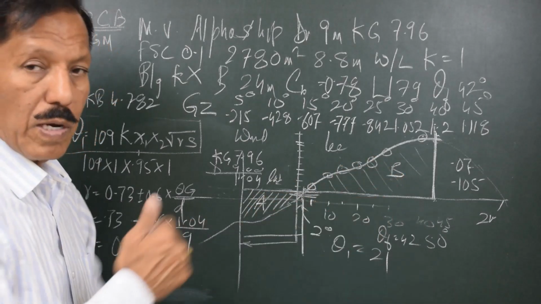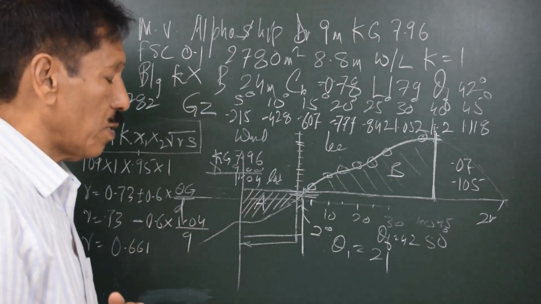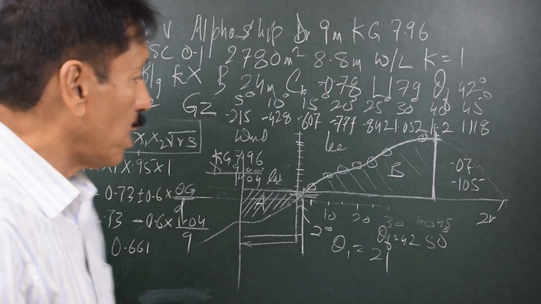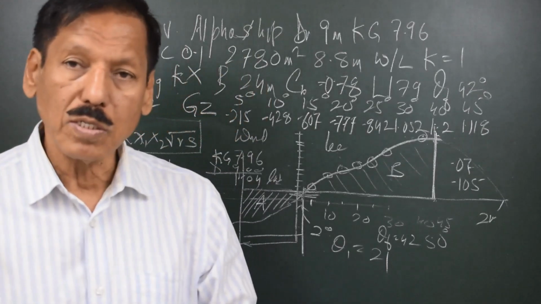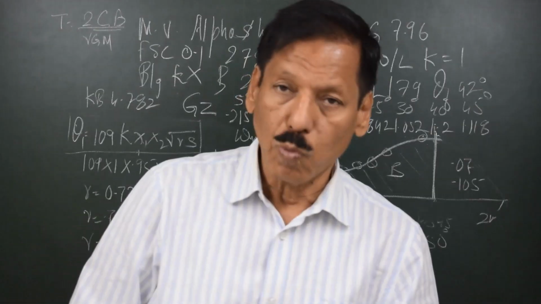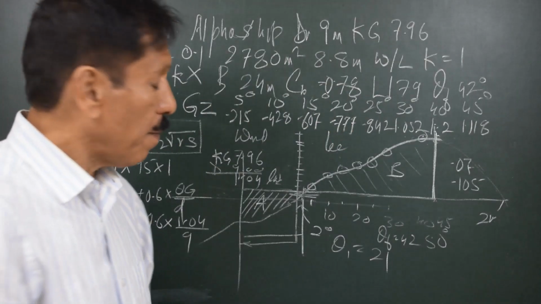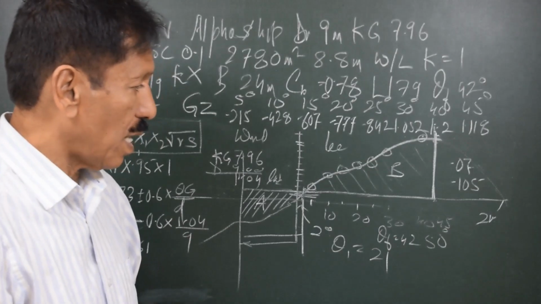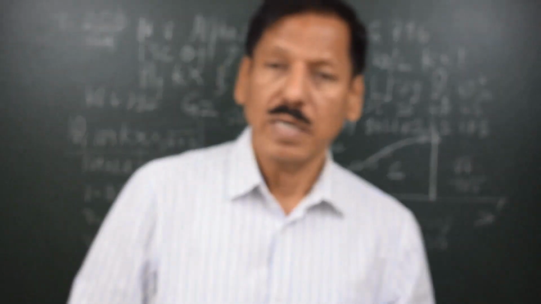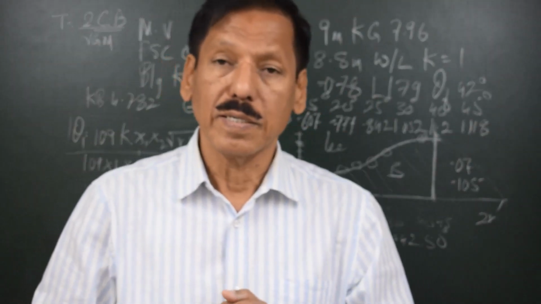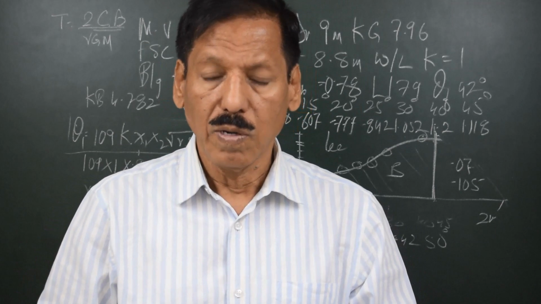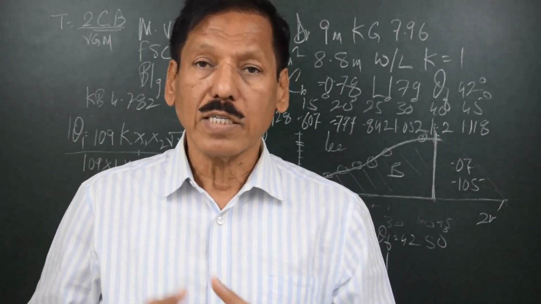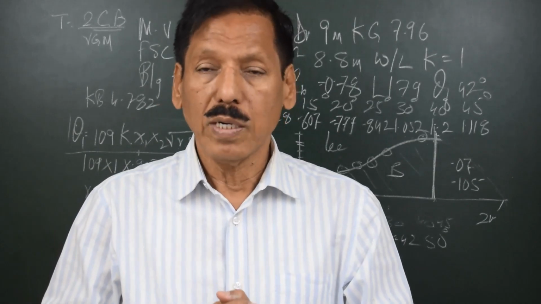B is the area on the leeward side, A is the area on the windward side. You can actually do the calculations by Simpson's rule to prove that area B is more than area A, but here in this diagram it can be seen directly that area B is more than area A. That is the calculation that is done for demonstrating the satisfaction of the severe wind criteria.